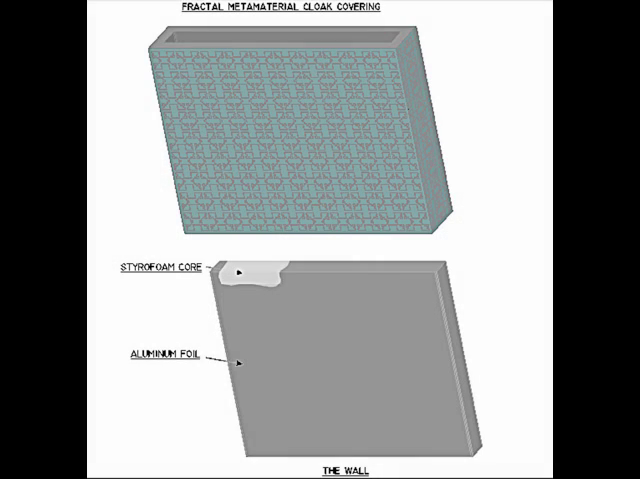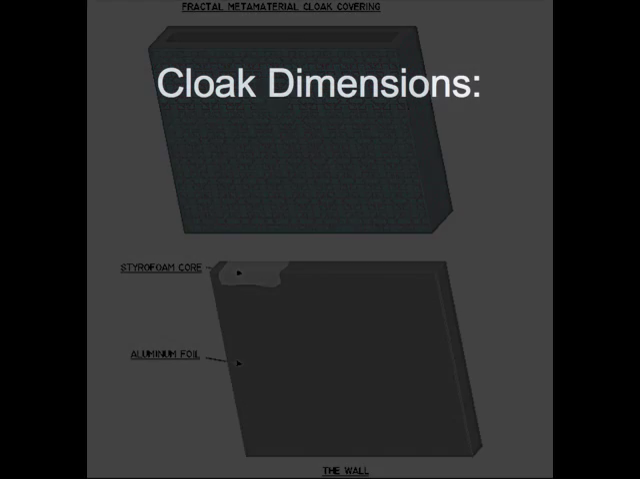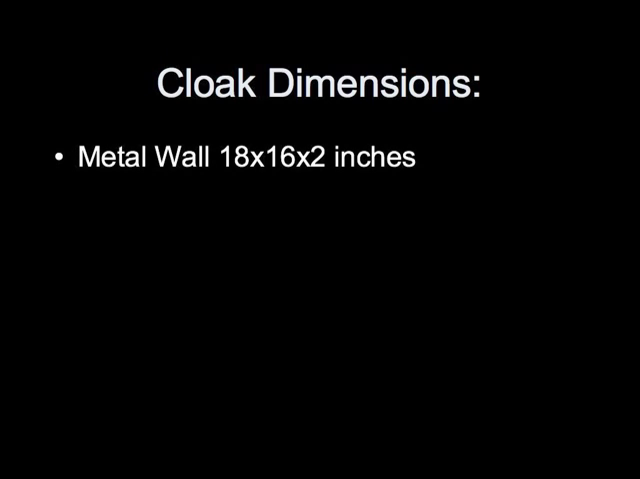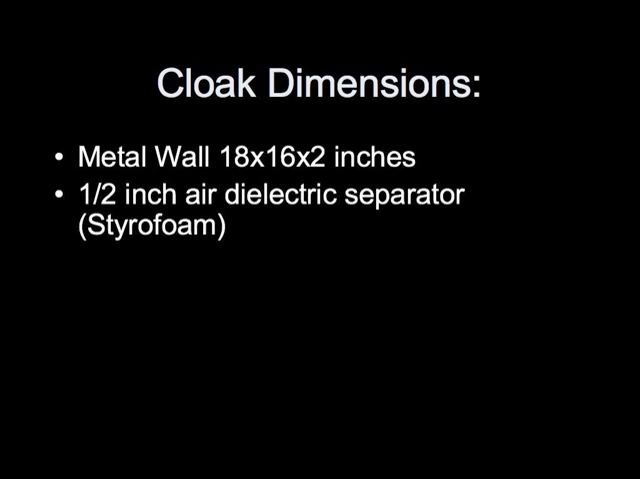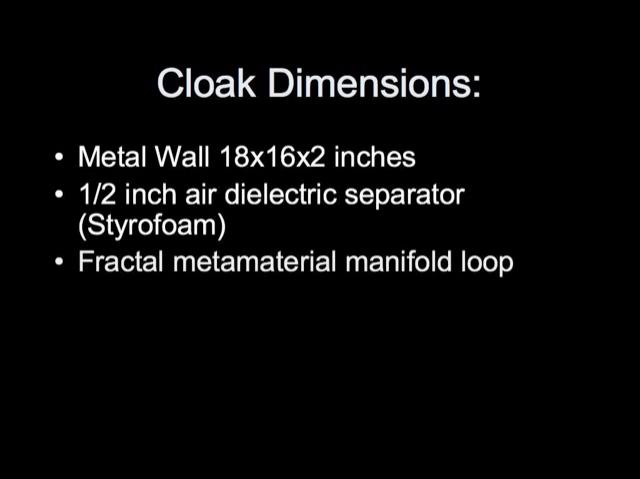Here's a diagram. The metal wall is cloaked by slipping on a two-layer cover of fractal metamaterials. Each layer is separated by an air dielectric, in this case styrofoam. The wall is metal and nothing gets through it, but the cloak slips the waves around it. Here's some particulars on the dimensions. Note the cloak is very large compared to the wavelength, which is at S-band.